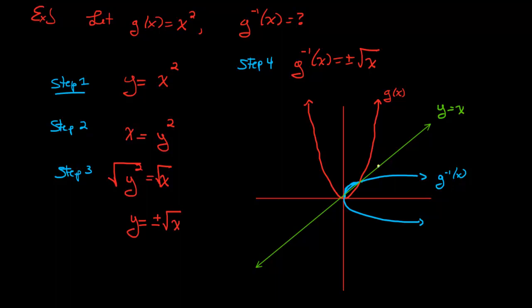But notice that g inverse of x is not a function. It does not pass the vertical line test. So in this circumstance, we really can't call it g inverse of x, because I would assume that our inverse is a function. So what we often have to do is restrict our original function. We're going to have to restrict the domain of our original function.